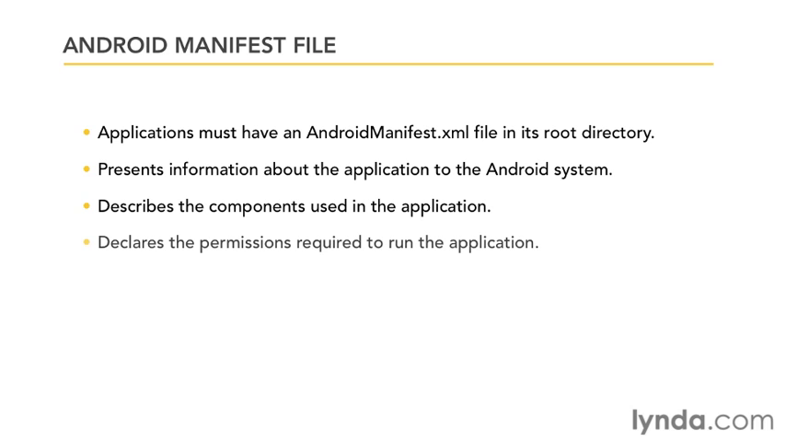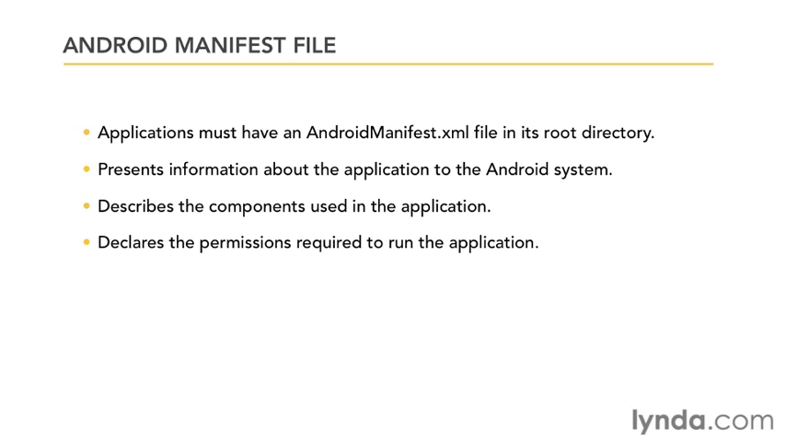It also declares the permissions that are required to run the application. So if you've ever installed an application from the Android Market, you'll know that before you download and install it, it presents a screen telling you which permissions this application requires, whether it needs internet access, whether it needs to access certain features on the hardware.